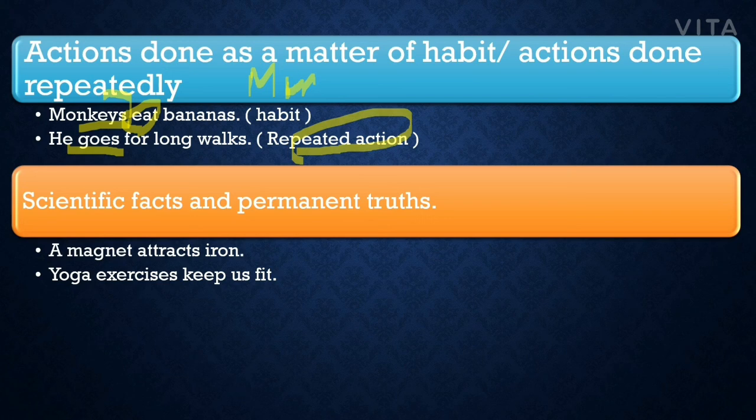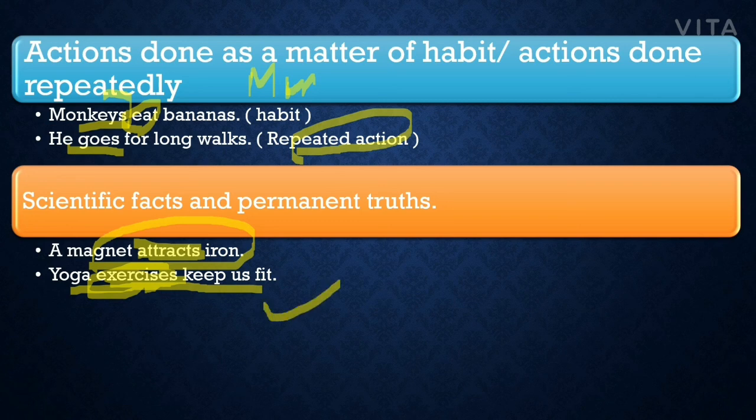Then if some scientific fact or permanent truth is given to you, there you will be using simple present tense. A magnet attracts iron. So the verb attract is given to you. Clear? So magnet is the third person singular subject being used here, so I have used S with attract. Then yoga exercises keep us fit. So this is also a permanent truth. In such cases you will be using simple present tense.